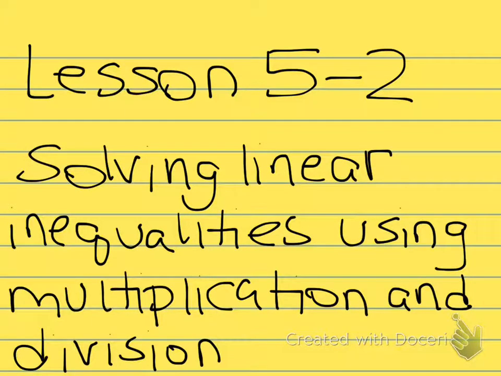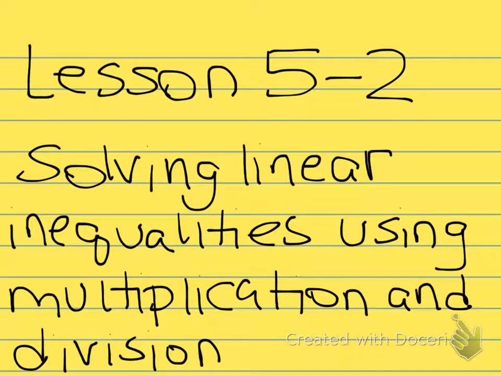Today we're looking at lesson 5.2 on solving linear inequalities using multiplication and division. So lesson 5.1 was solving linear inequalities using addition and subtraction. The same rules apply as we did when solving linear inequalities using those two operations. We're just going to be using multiplication and division now. So you want to think about what you'd do when solving a regular equation. And the steps for solving a regular equation will continue to be the steps for solving inequalities.